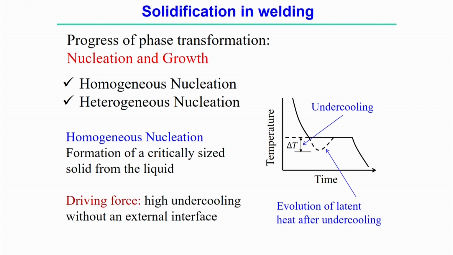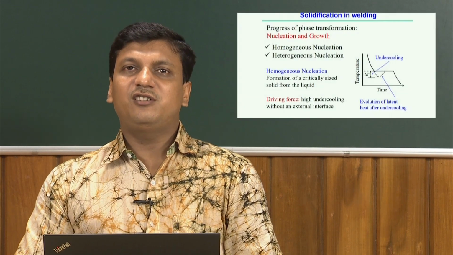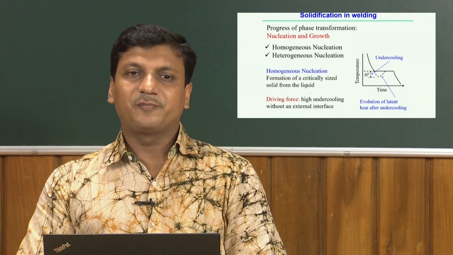In the nucleation process, there may be two types of nucleation. One is homogeneous nucleation, another is heterogeneous nucleation, and in both cases there are some driving forces that promote the homogeneous or the heterogeneous nucleation. So, we will try to find out the driving motive for these two types of nucleation that we generally observe in the solidification process, or specifically in welding.